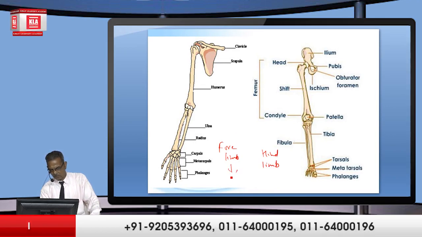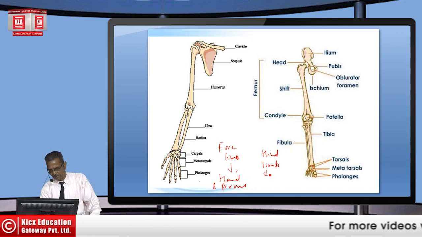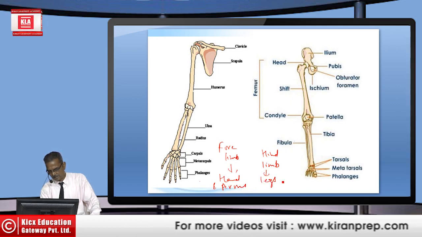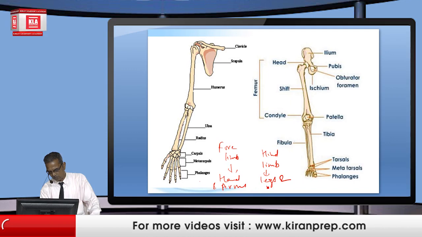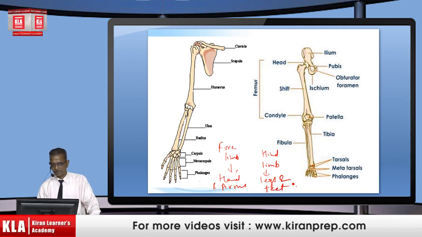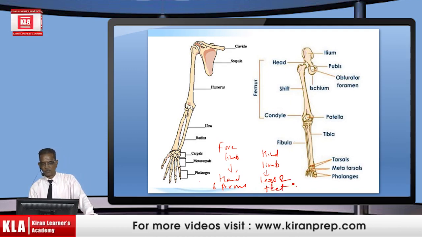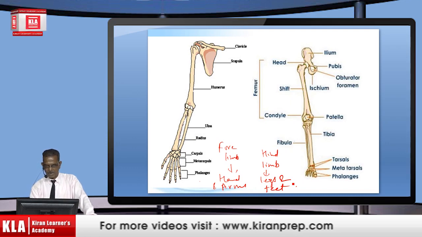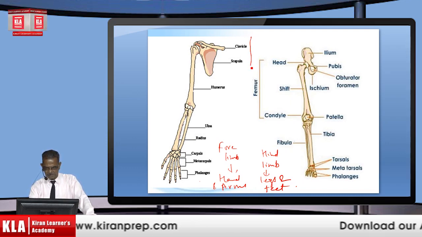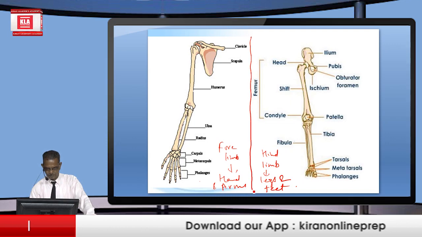Forelimb stands for hands and arms, while hind limbs are legs and foot or feet, you can say. That is the part which makes them up. And here is the diagram that describes the two.